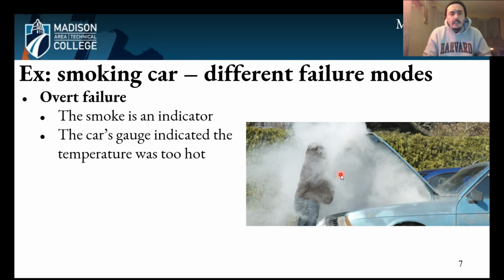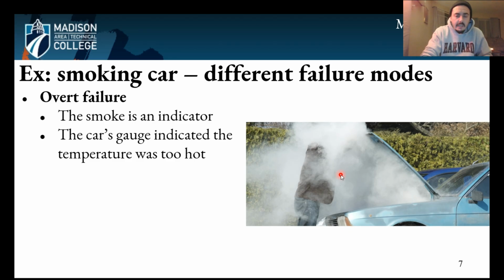So, all right. The overt failure was that the smoke is an indicator. We're going to talk about how the different failure modes are occurring here and how they're presenting themselves. Overtly, I'm informed that there's a failure by seeing smoke coming out of the car. Also, while I was driving the car, I saw that the temperature gauge went up. This was a direct indication to me that some sort of failure is happening.